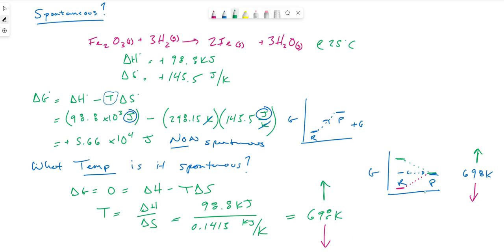This is really useful if you're a chemist, right? Because now you can look at a reaction that you want to run and you can understand what temperature should be required for you to get the system to become a spontaneous one that's going to happen without any energy input.